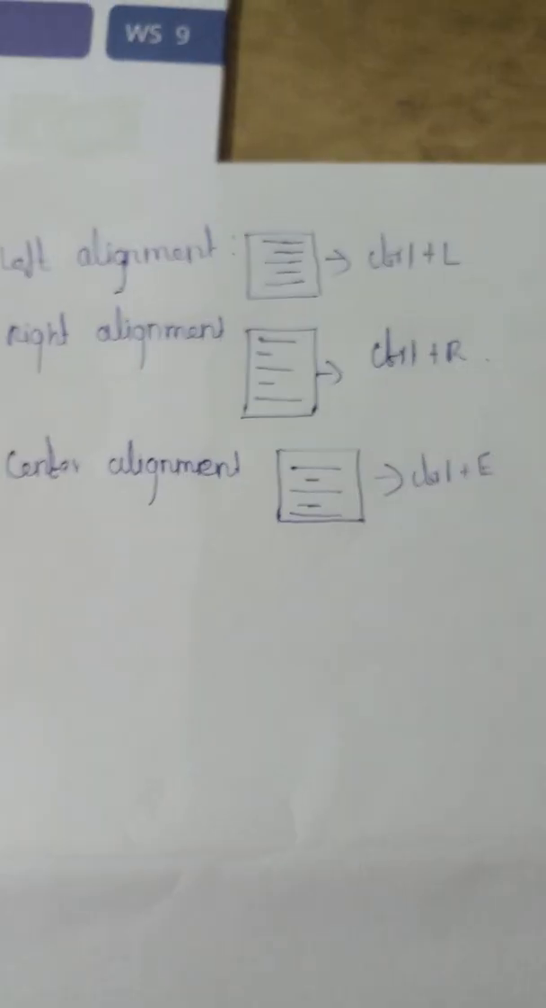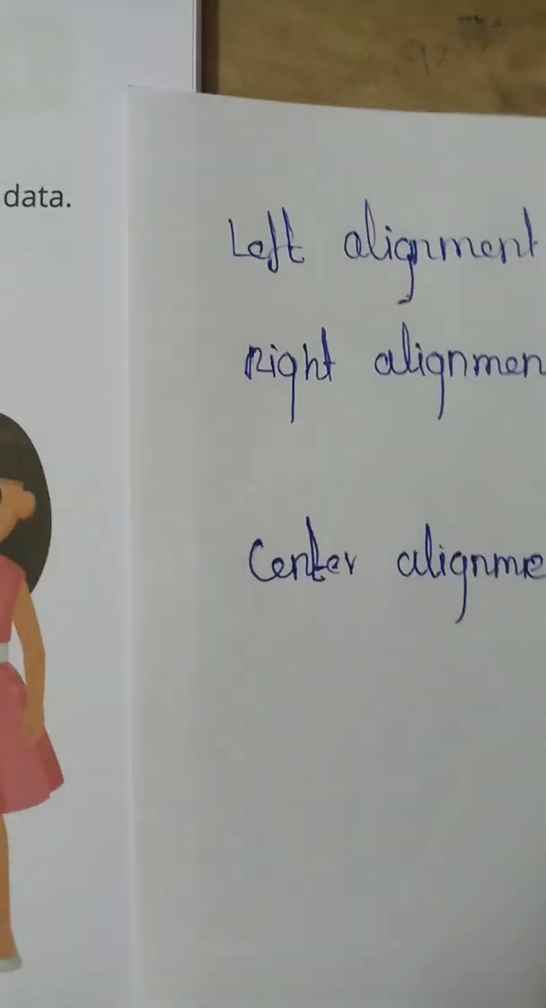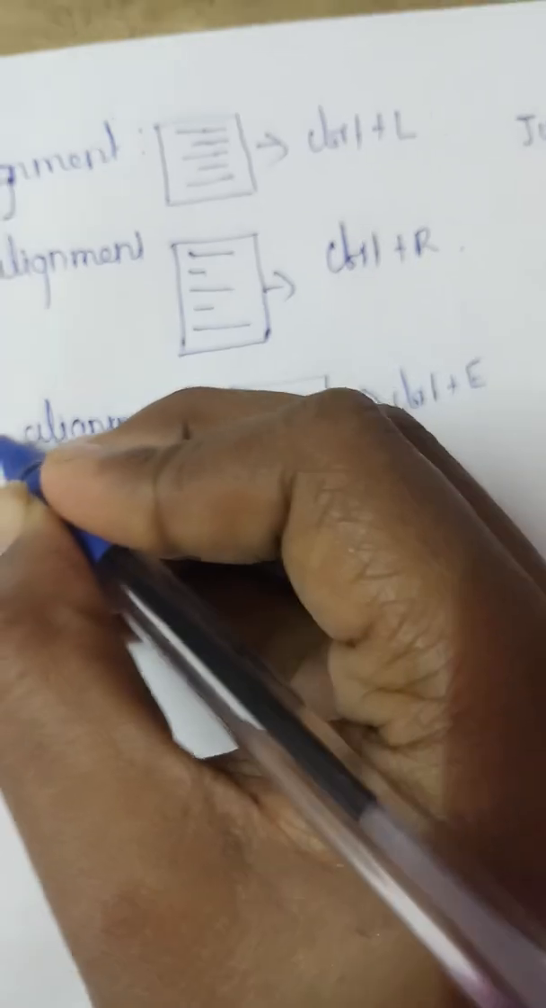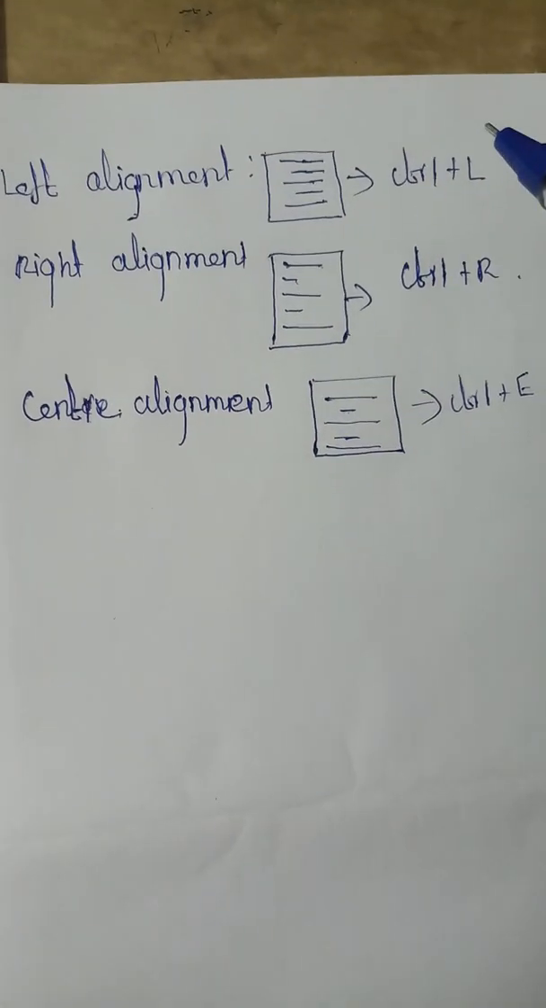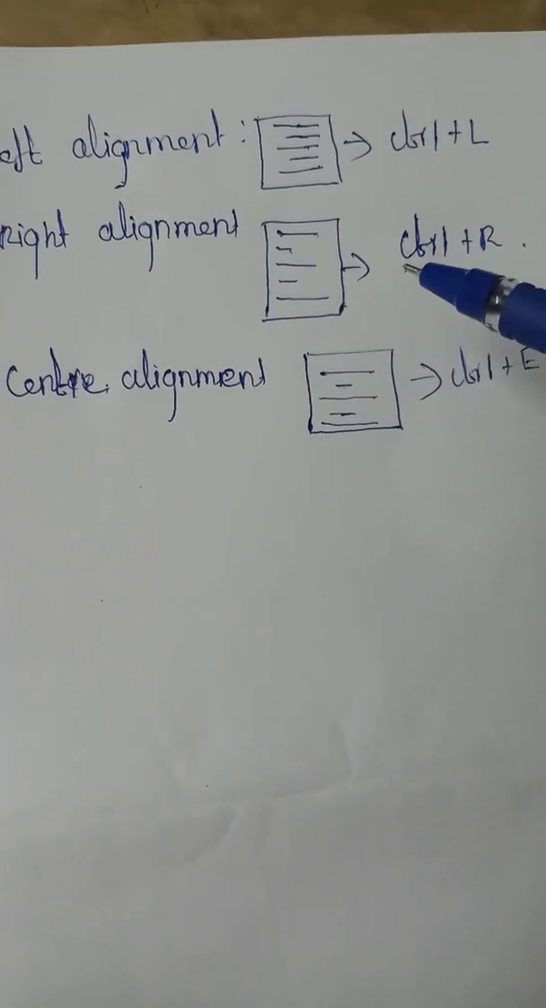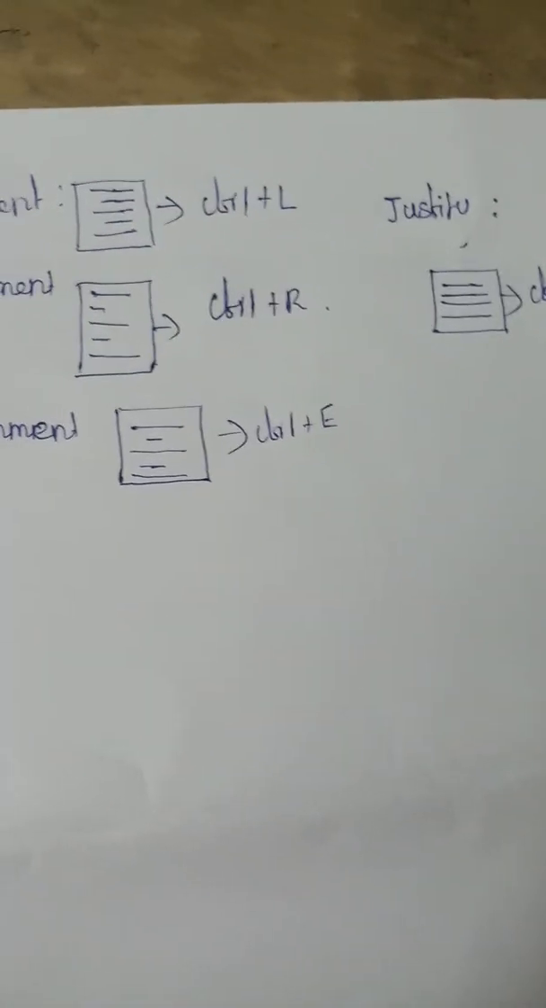So here you have left alignment, right alignment, center alignment, and then justify. In left alignment, it aligns the text on the left side. In right alignment, it aligns the text on the right side. In center alignment, it aligns the text in the center. And in justify, it aligns the text on both the left and right sides.